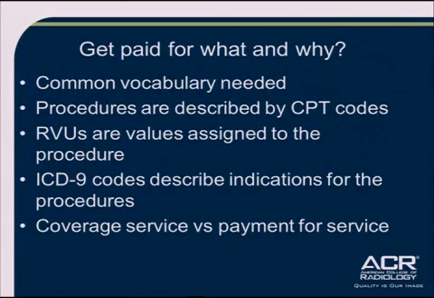RVUs, or relative value units, these are values assigned to the individual procedures. And just because you do a procedure and because it has value doesn't mean that you did it on the right patient or for the right reason. So the ICD-9 codes, which is an international classification, is used to describe the clinical scenario or the indication for those procedures. And even if you have the right CPT code and you did the exam on the right patient for the right reason, and there's a value assigned to that procedure, someone has to decide whether that procedure is actually covered by that insurance plan, and separate from that decision is whether it's paid.